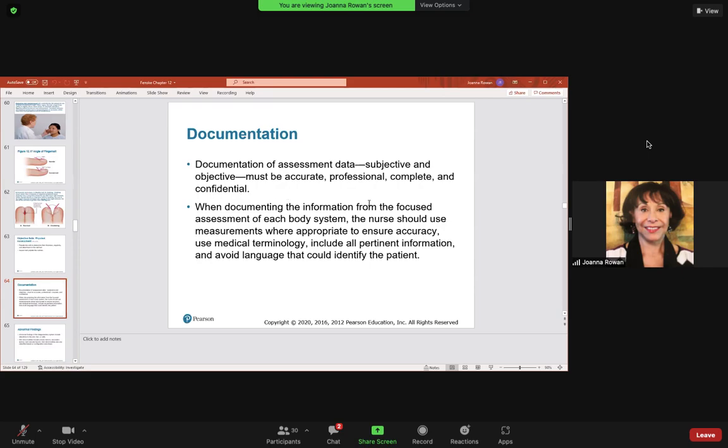Documentation, this is always the same thing. You are required to document subjective and objective data, which must be accurate, professional, complete, and confidential. You always do that.